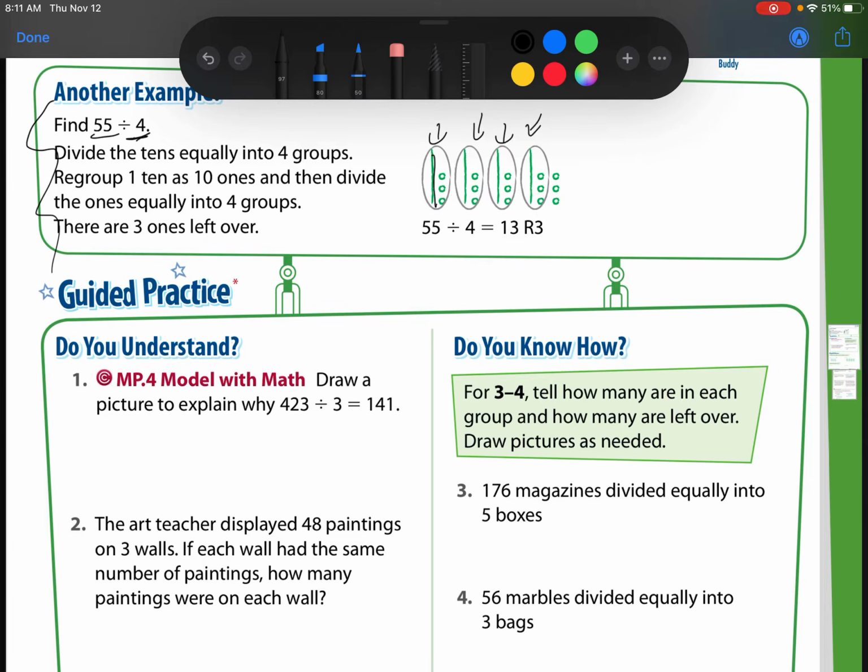So we'd have 1, 2, 3, 4, but then we had this extra 10. So what they did is they broke that up into 10 dots. And then they distributed 1, 2, 3, 4, 5, 6, 7, 8, 9, 10. But we also have these 5 dots here. So we have 11, 12, and then we'd have 13, 14, 15. So notice in each group there's 13, and then there's that 3 left over for remainder. So that's what we'll be working on, and we saw in those videos.